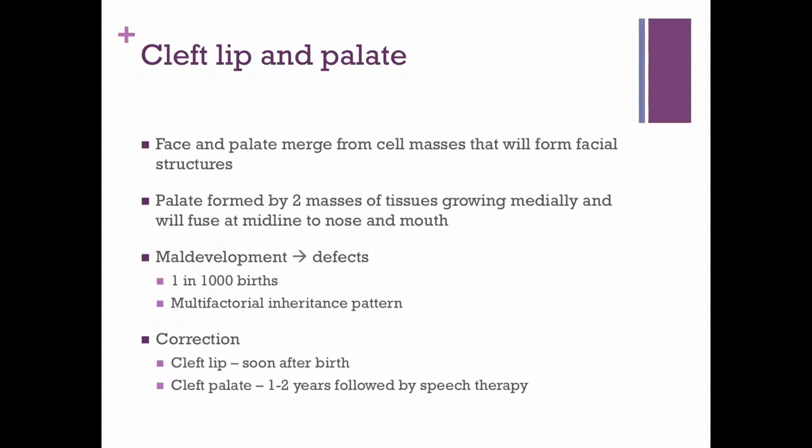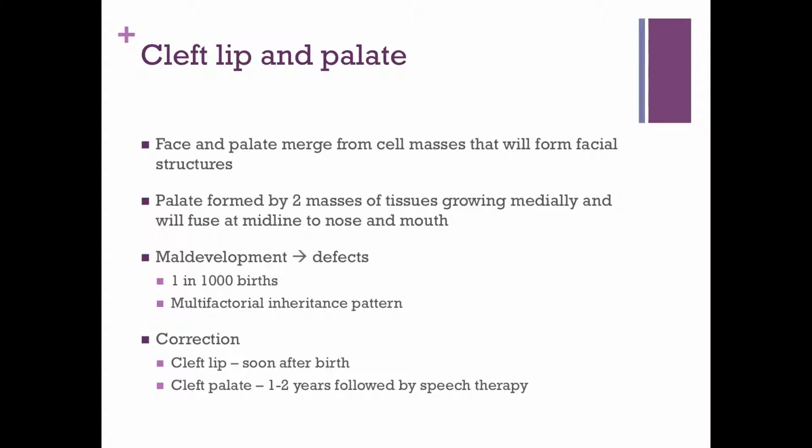In this disorder, we see maldevelopment of these two masses of tissue fusing together in about 1 in 1,000 births, and it's a pretty complicated multifactorial inheritance pattern. So it's not something easily predicted. It can be seen in a sonogram, so it can be prepared for, so that surgical needs can be set up, and then a plan for feeding and things of that nature can be set too.